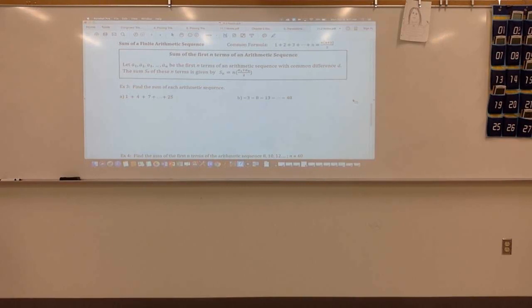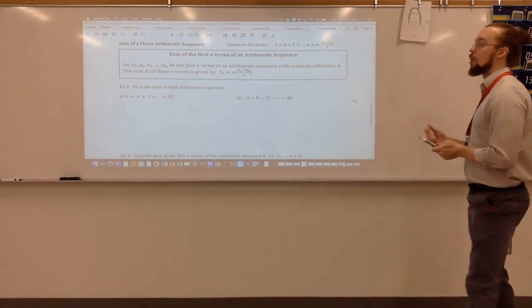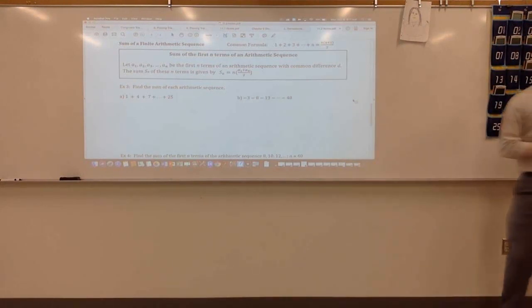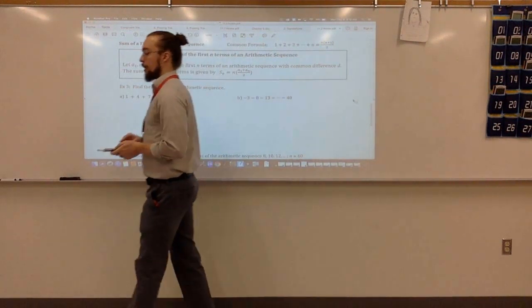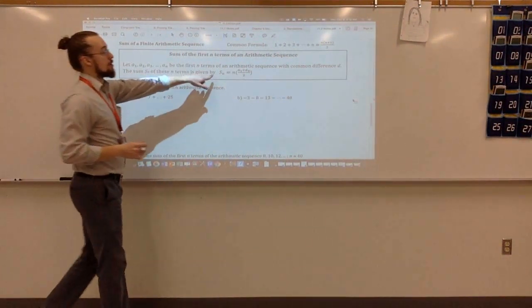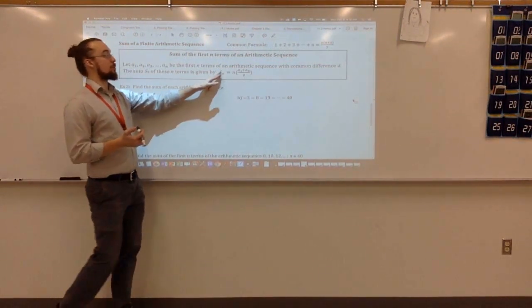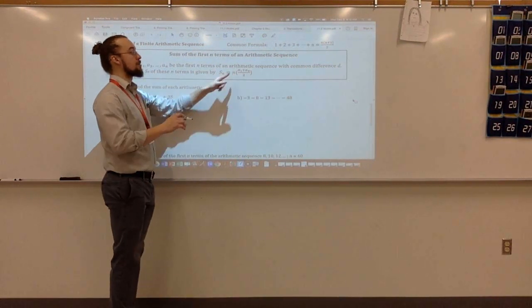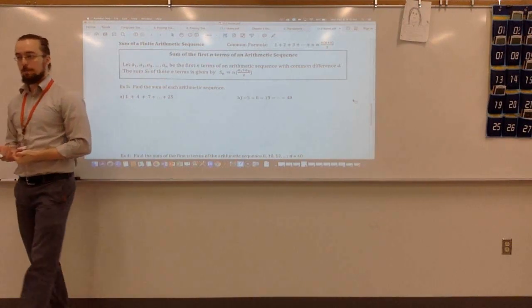An arithmetic series is just where we're adding up all of the terms in an arithmetic sequence. This formula right here lets us do that. The sum of the first n terms in an arithmetic sequence is equal to the number of terms times the first term plus the last term, divided by 2.